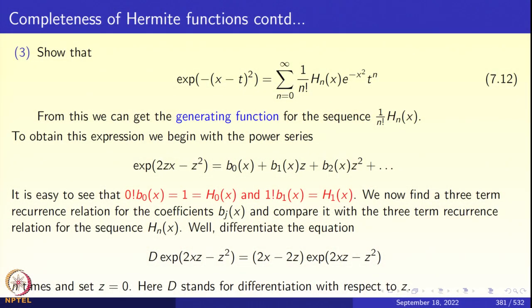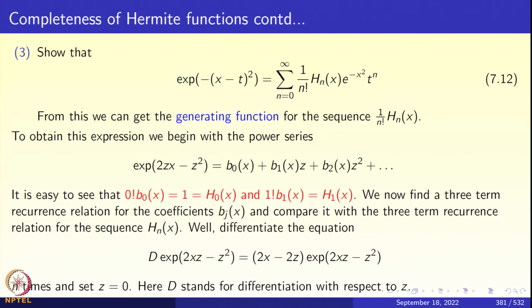So we've taken some normalization, we call it H_n(x), and the next thing we did was to determine the exponential generating function for these Hermite polynomials H_n(x), namely the summation n from 0 to infinity of 1 upon n factorial H_n(x) e to the power minus x squared t to the power n. The e to the power minus x squared factor was just a matter of convenience. It's not supposed to be there when we find the exponential generating function, but that gives us a beautiful closed form expression, e to the power minus (x minus t) the whole squared.